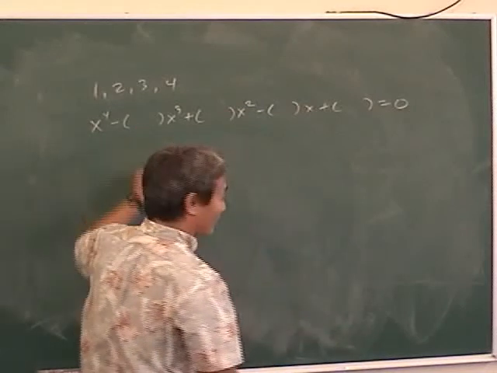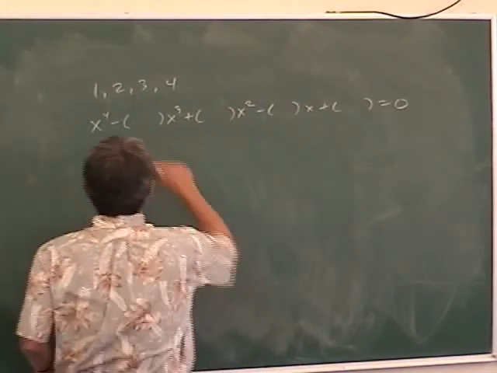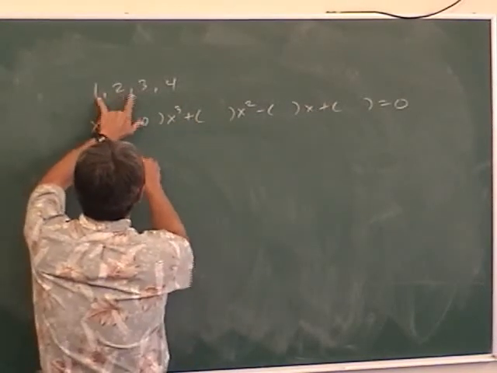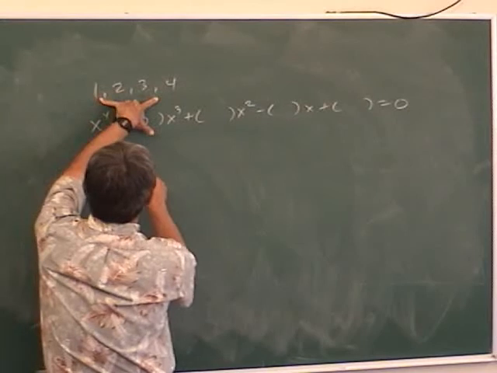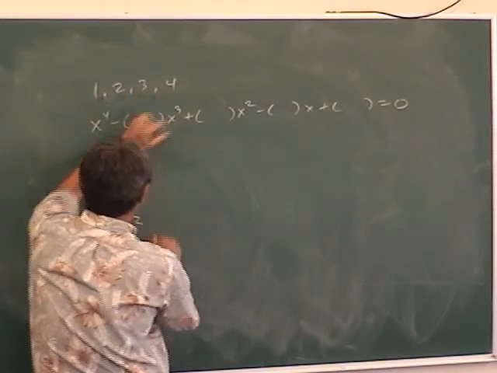Okay, so what goes in the first one? The sum of the roots. What is this plus this plus this plus this? This one, you multiply them two at a time. 1 times 2. 1 times 3. 1 times 4. 2 times 3. 2 times 4. 3 times 4. Add them up.